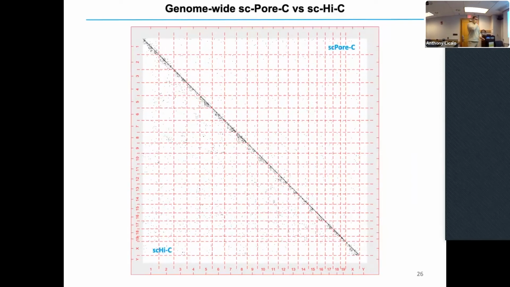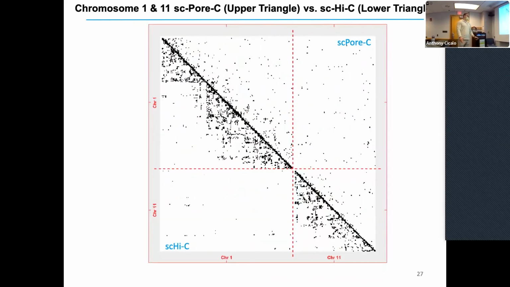Also, Dr. Peter Fraser has been working with this cell line for a while. He actually developed single cell Hi-C using this cell line. So we just wanted to compare single cell 4C to single cell Hi-C, and that's what we did. And this is a more representative example of single cell 4C versus single cell Hi-C, single cell Hi-C being the lower triangle, single cell 4C being the upper triangle.